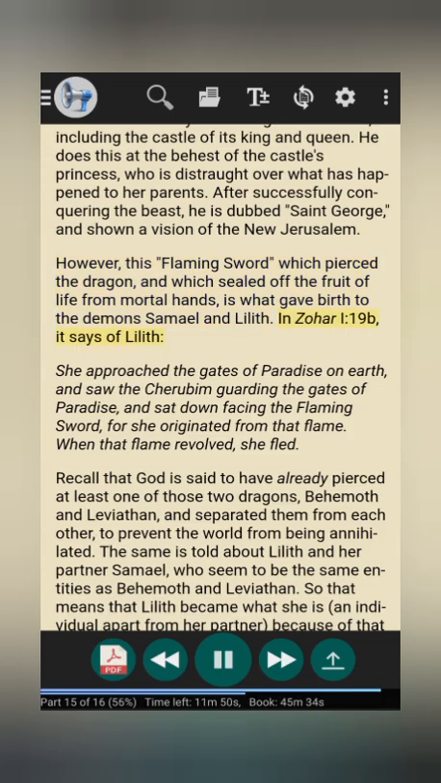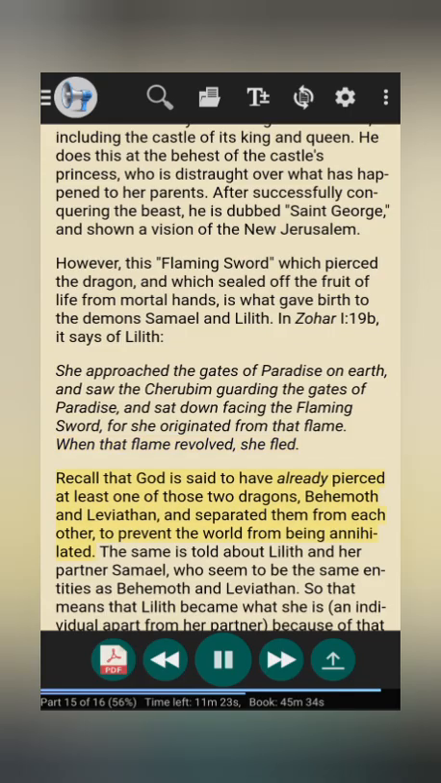In Zohar 1:19b, it says of Lilith, "She approached the gates of paradise on earth and saw the cherubim guarding the gates of paradise, and sat down facing the flaming sword, for she originated from that flame. When that flame revolved, she fled."